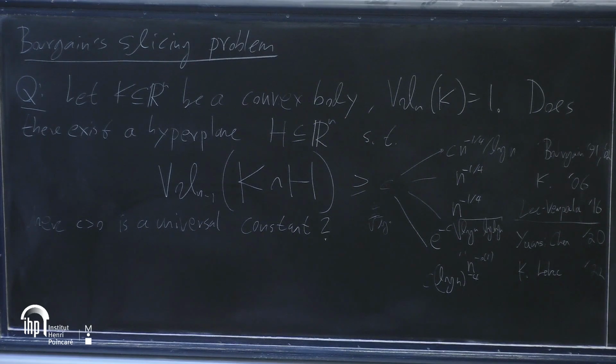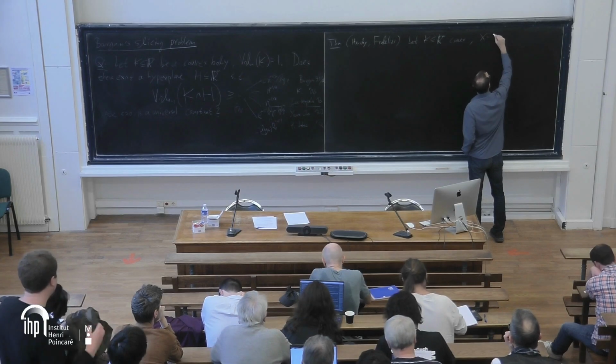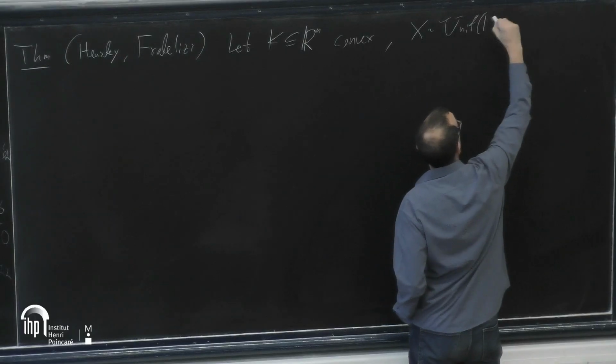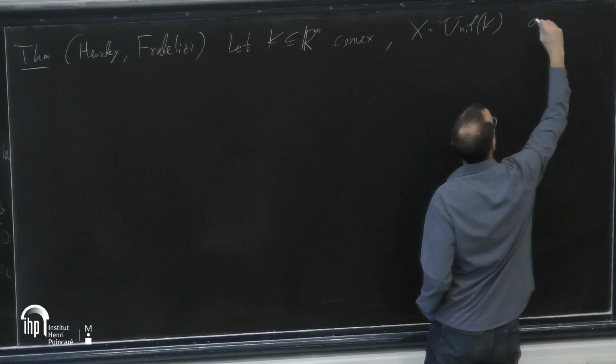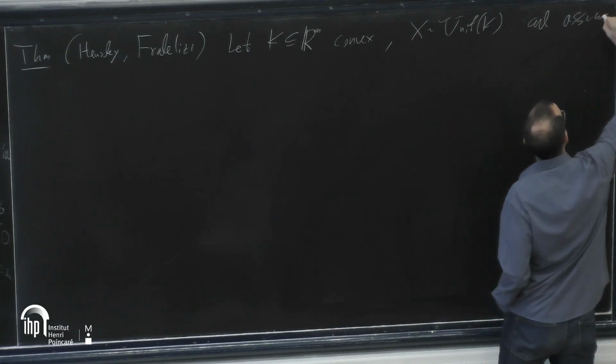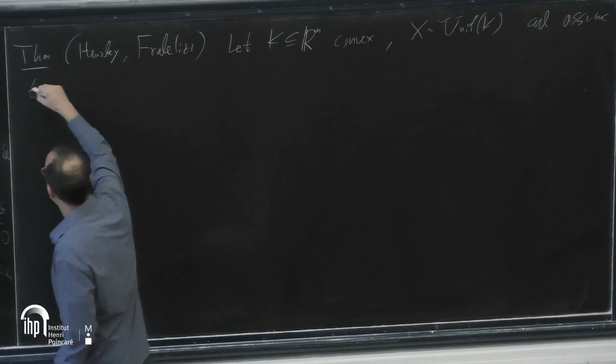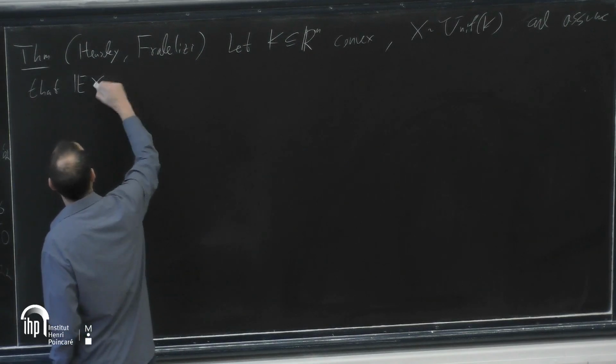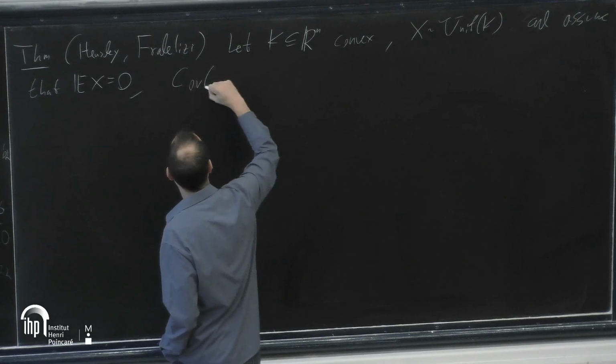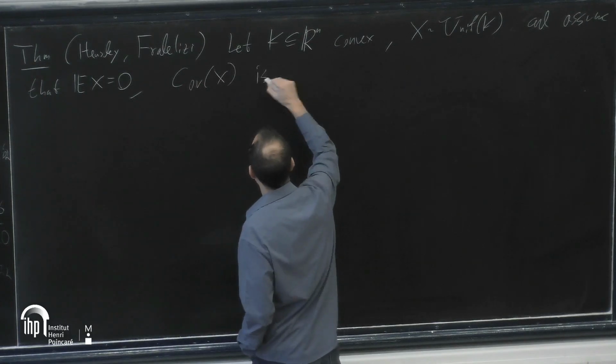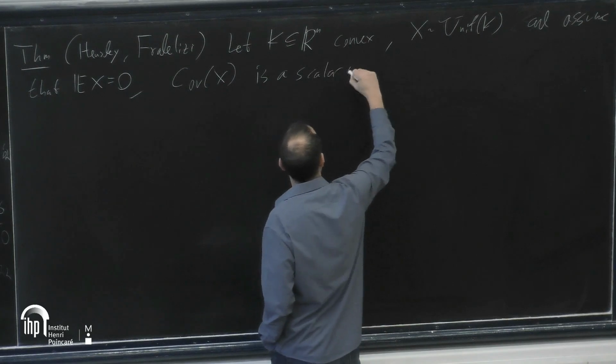So suppose that you have a convex set in R^n. Say X is uniformly distributed in K. And let's assume that it is centered, and assume that the barycenter of X lies at the origin, and the covariance matrix of X is a scalar matrix.